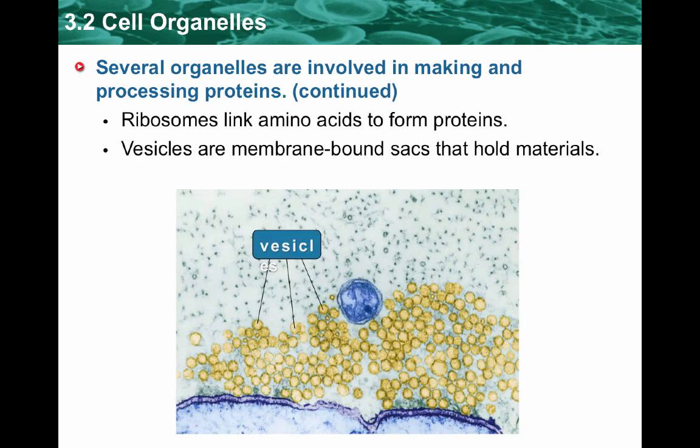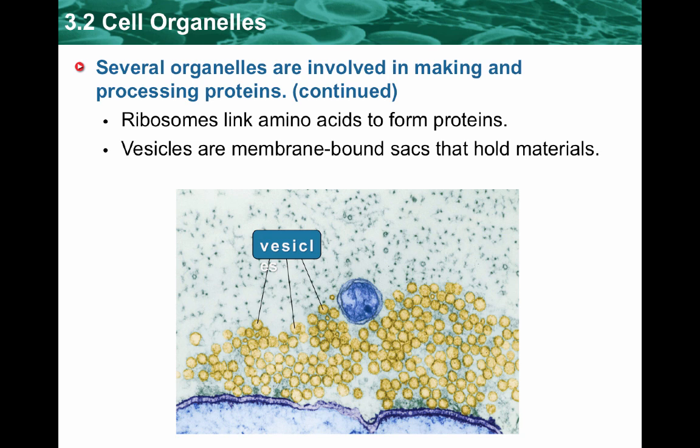Now, once that protein gets made, it has to get shipped someplace. It can't just float around in the cytoplasm. It's like you can't take something that you want to have UPS deliver and just give them the item. It has to be put into a box first. So vesicles are the little membrane-bound packages that hold materials for the cell.